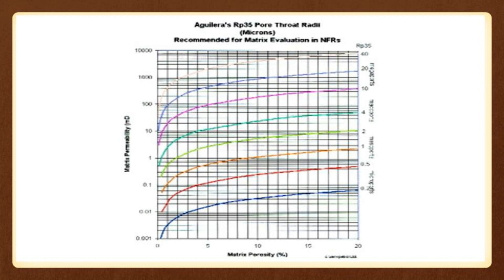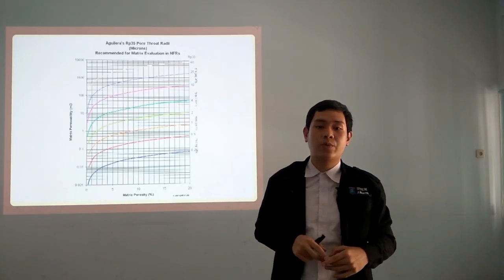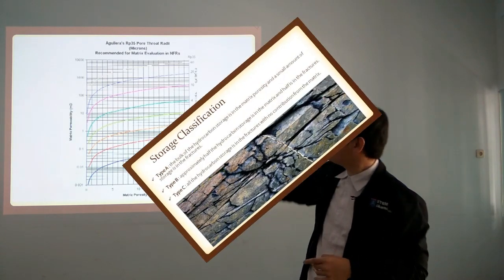Figure 1 shows a graph for estimating values of pore throat radius for the matrix in naturally fractured reservoirs. The graph follows the same format presented by Martin et al., using Whelan equations.